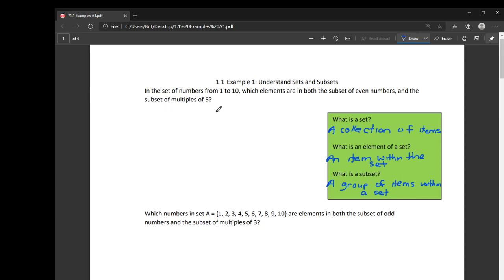Alrighty, so when we talk about sets and subsets, we always define a set with a capital letter. So I'm going to call the set of numbers from 1 to 10 set A. And so what I do to describe that set is I write a capital A, an equals, and then I put the little curly bracket, and then you just kind of list them off. So the numbers 1 through 10, I would write them all out like this.